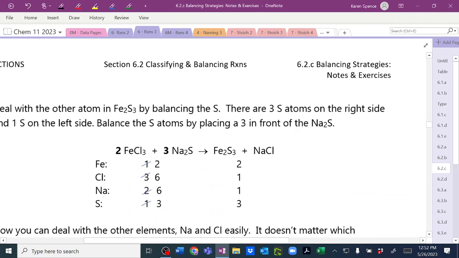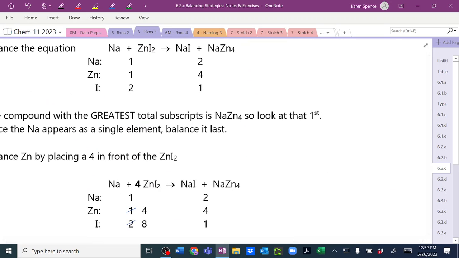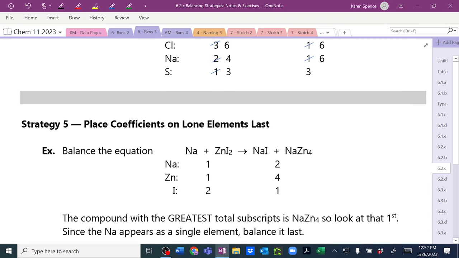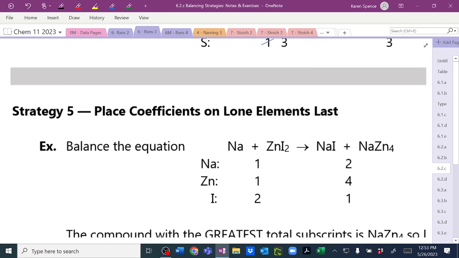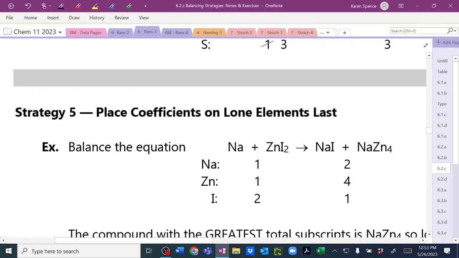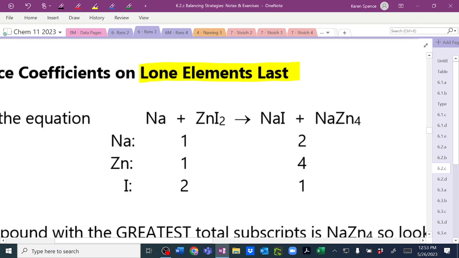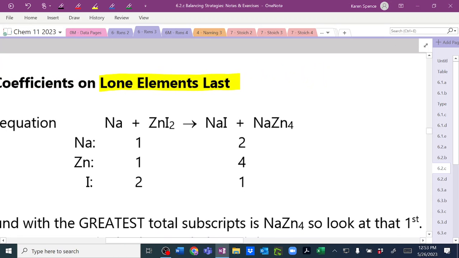Okay, so we can skip ahead. This is just showing all the steps written out. There's the exercises. Here we go. Strategy 5. Here's a weird example where we're practicing putting coefficients on the lone element last. And I don't know what the heck an NaZn4 is. It makes me unhappy, but we're going to balance it anyway. Okay? Who is our lone element here? Na. Na is our lone element. So we're going to leave it till the very end.